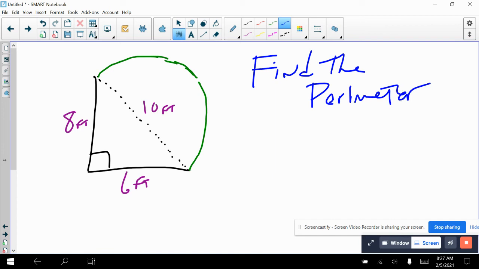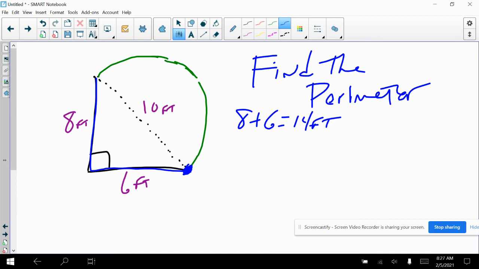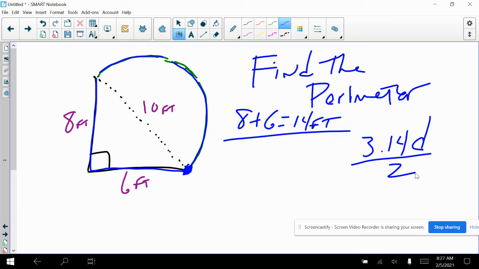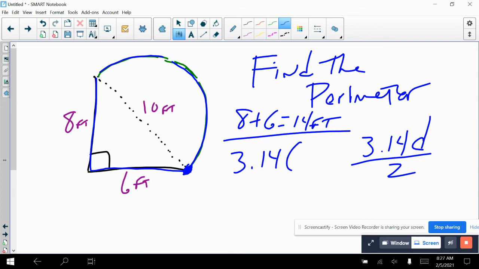Well, let's be honest. I think it's pretty easy to go from there to there, right? That's 8 plus 6. That's going to give us 14 feet, correct? Okay, that's the easy part. All right, so now we got to find one of these. So to Kahan's point, that's 3.14 times the diameter divided by 2. So again, plug in 3.14. The diameter here is 10, right? Divided by 2.